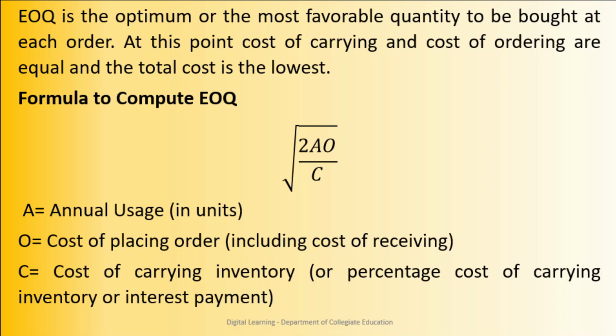Now, we use a formula to compute economic ordering quantity. The formula states that EOQ is nothing but the square root of 2AO divided by C. Here, A denotes annual usage of material in units. O denotes cost of placing order, including cost of receiving. C denotes cost of carrying inventory or percentage cost of carrying inventory or interest payment.